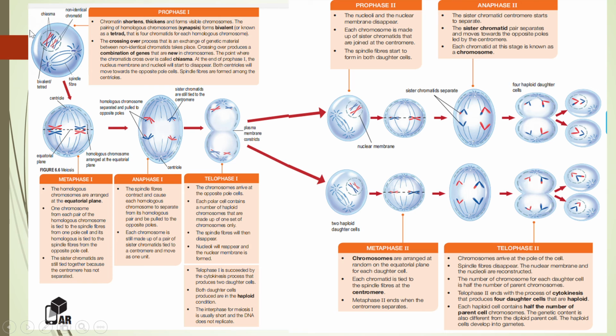You look at the parents. 1, 2, 3, 4. So confirm that it is haploid. 4 daughter cells and they are haploid. So each haploid cell contains half the number of the parent cells. And the genetic content is also different, okay, from the diploid parent cell. Okay, and the haploid cells eventually will develop into gametes, and this is actually the process of gametogenesis. All right.